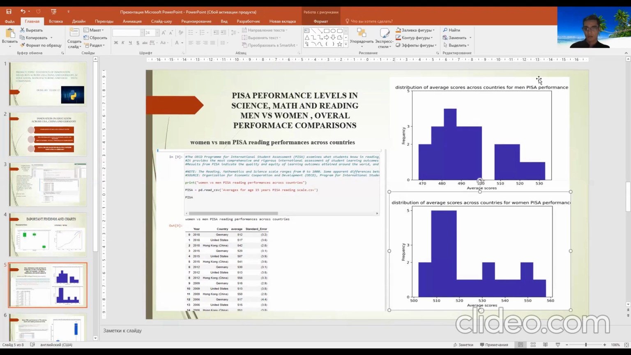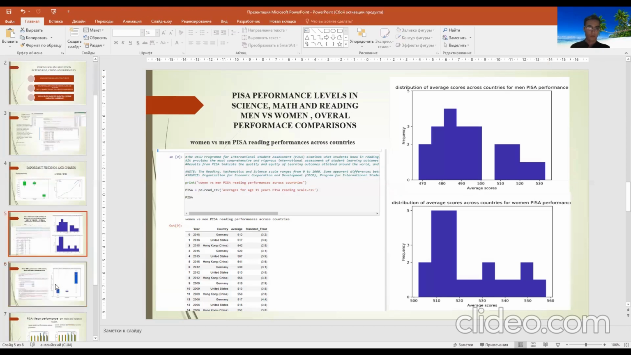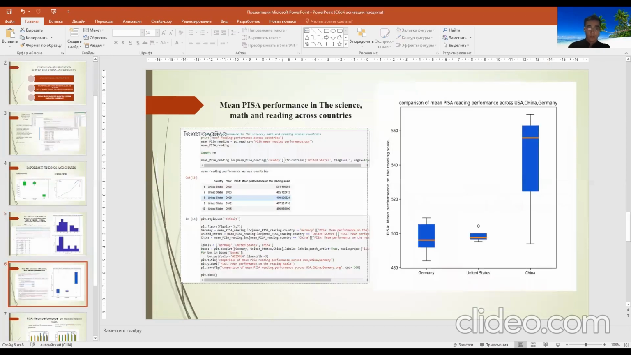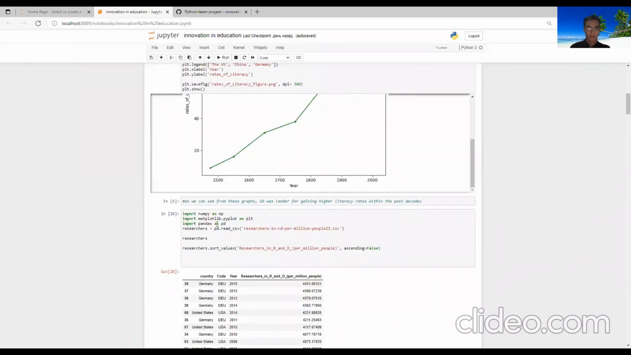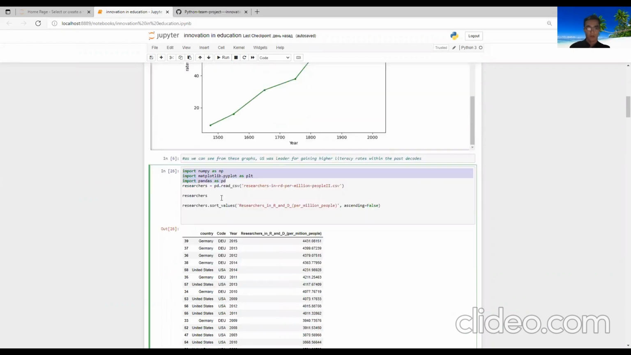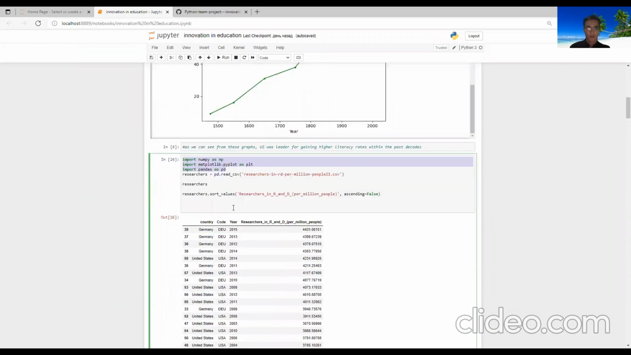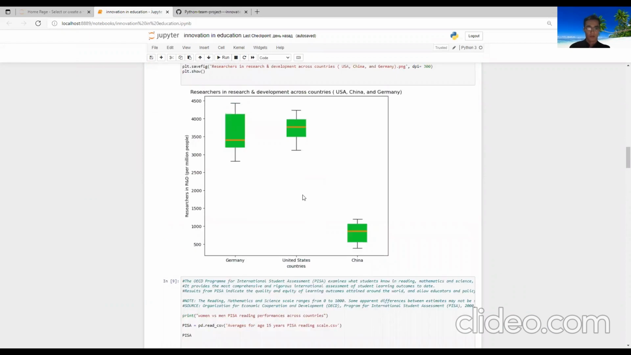This explains the distribution of average scores across countries for men versus women. As for the coding, you can see how I got this data. Meanwhile, I used the libraries pandas and NumPy, and I used different functions as well. Here you can see how to get this researchers and literacy rates data.